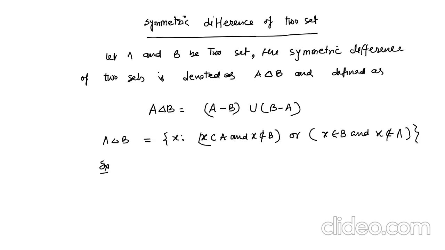So we can write an example. If A equals 1, 3, 5, 7, 9 and B equals 3, 5, 6, 8, 9, what is the symmetric difference of A and B? Tanvi, Shivali, Priyanka, calculate this.